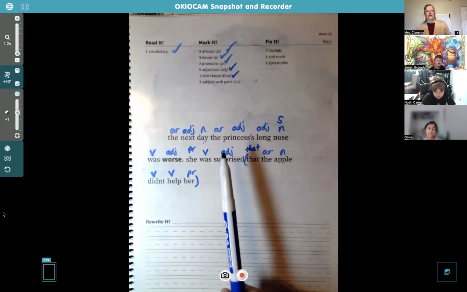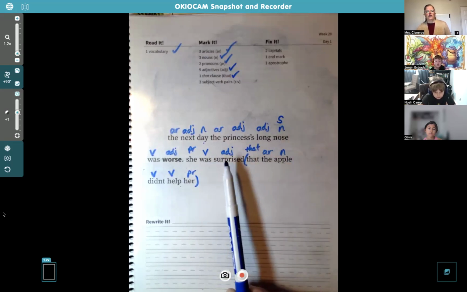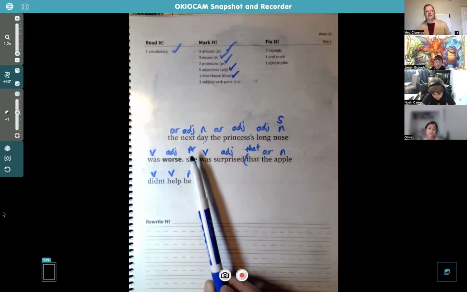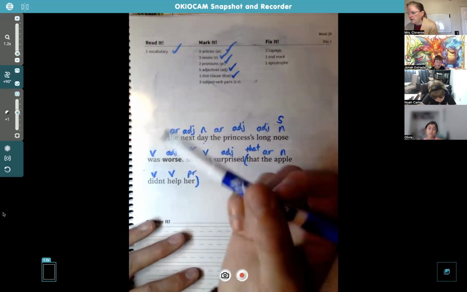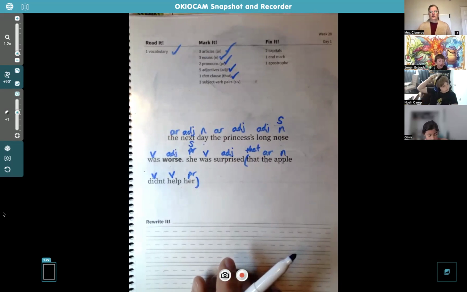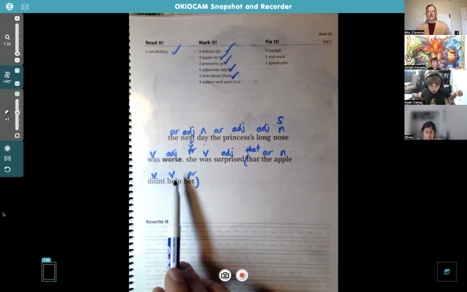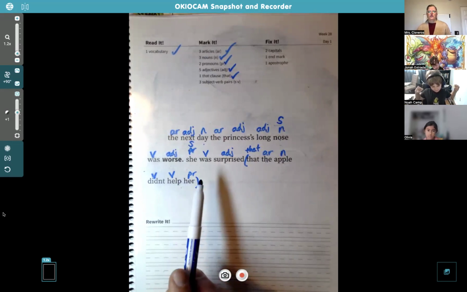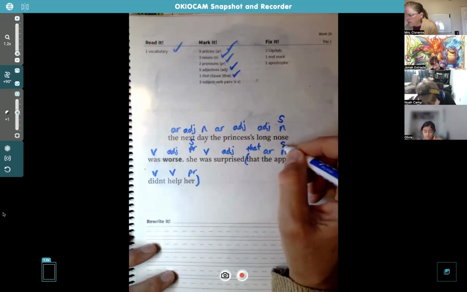Like this next one. Who was surprised right here, Noah? She. So this is actually a pronoun. Yeah, and that could be the subject, any of the nouns, like pronoun or noun. Yes, very good. And then inside the that clause, what was it that didn't help her? So we had the verbs didn't help her. Apple. The apple. Good. That's the subject. Very good.